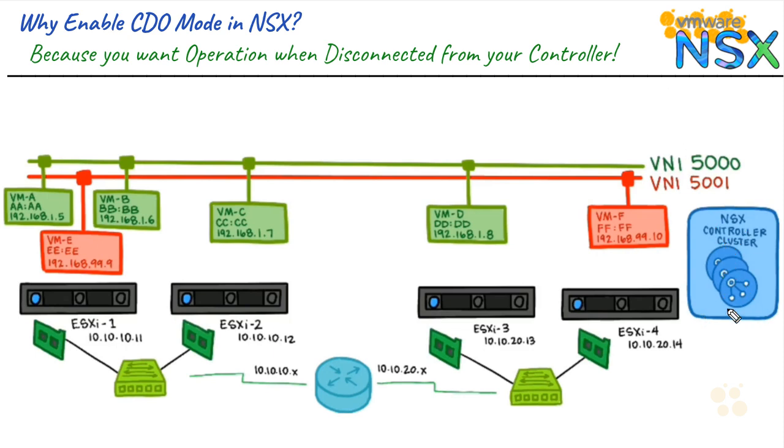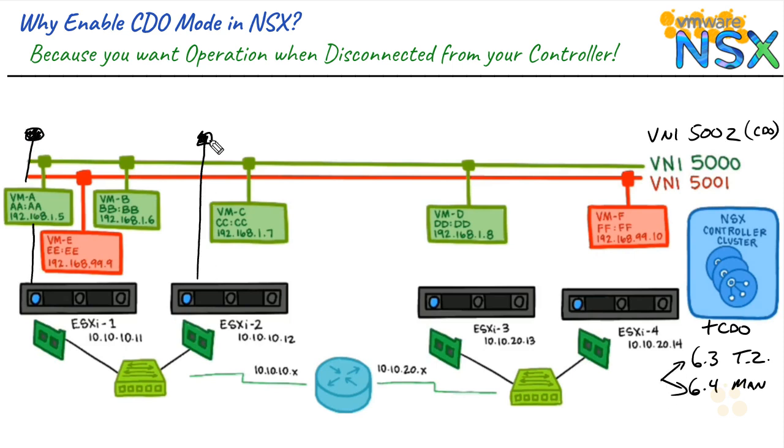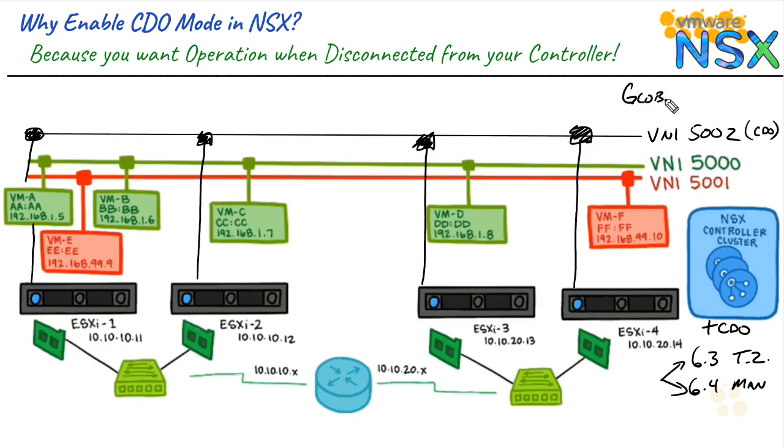First, while the control cluster is still running, we need to enable CDO mode. And this is actually done in 6.3 at the transport zone level and in 6.4 at the manager level. When we enable CDO mode, it creates a new logical switch. It'll grab the next available VNI, so in this case it would be 5002, and it makes it a special CDO logical switch. Everyone in the transport zone in 6.3 or connected to the manager in 6.4 will be associated with this new switch. All it's going to hold is a global VTEP list. And during normal operations, it's completely ignored.